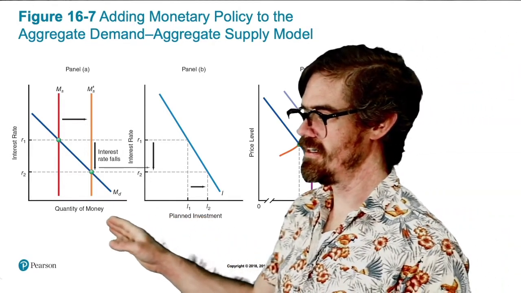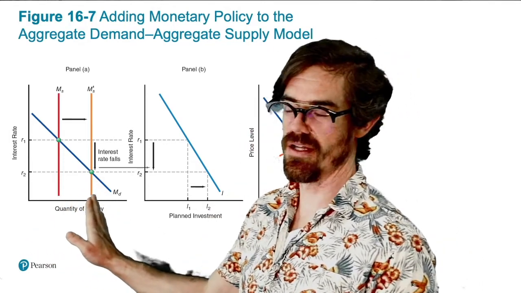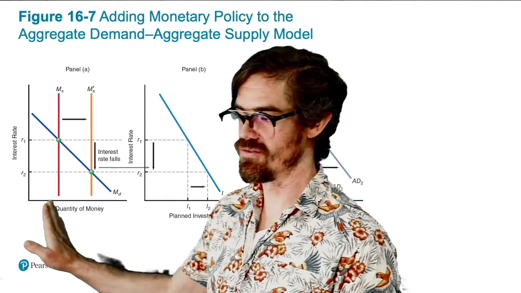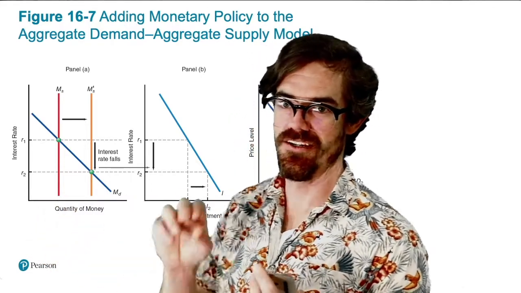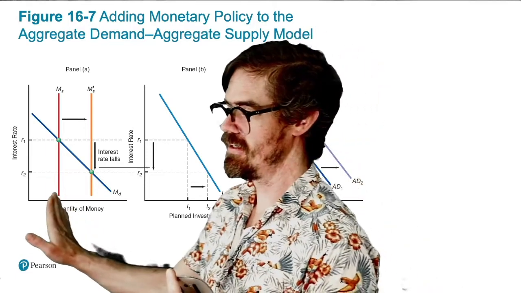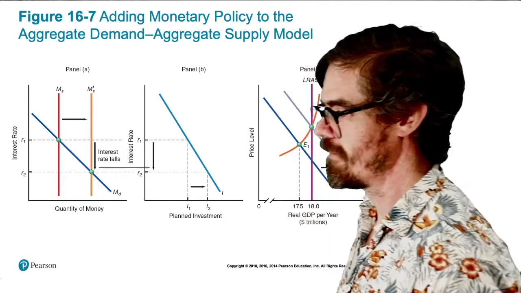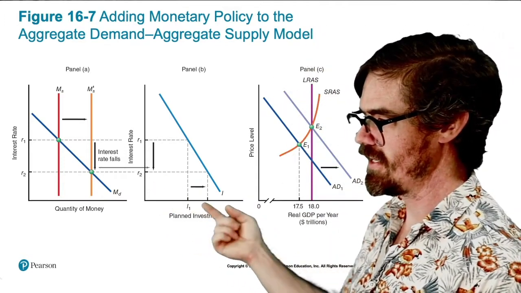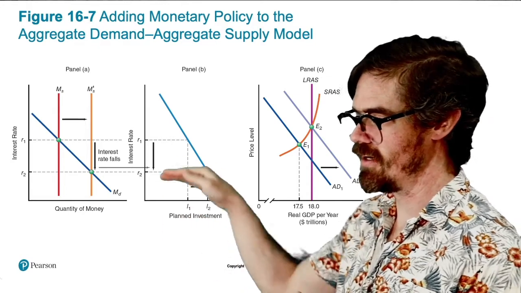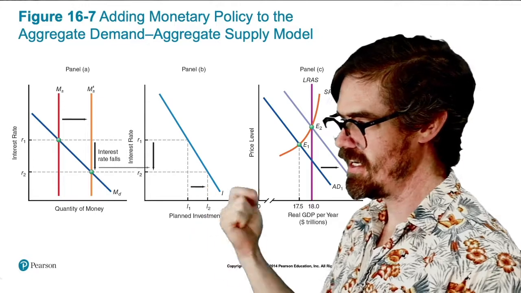In this case, we have the Fed increasing the money supply by buying bonds, right? Taking bonds from the public and giving the public cash, injecting money into the money supply. And as that happens, interest rates fall. Well, as interest rates fall, planned investment goes up, right? It becomes cheaper to borrow money, and so businesses invest more.